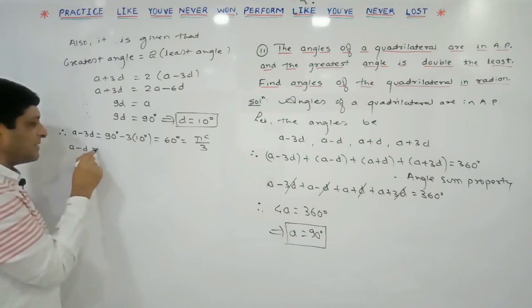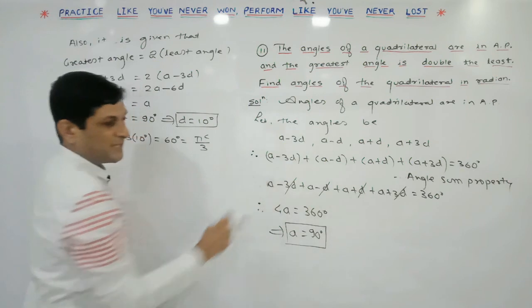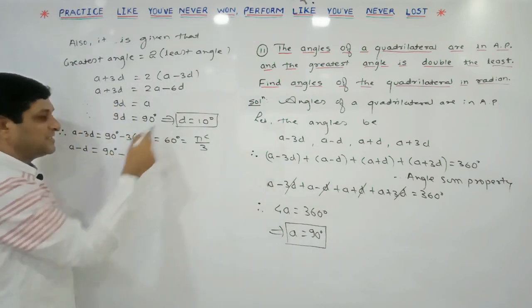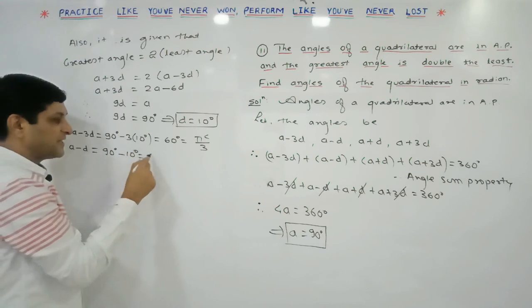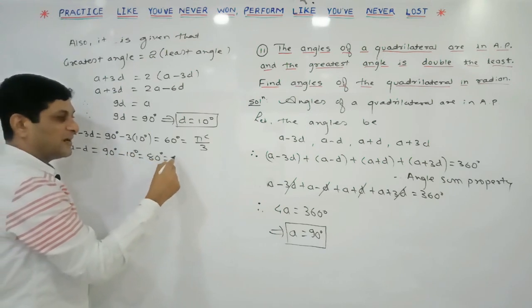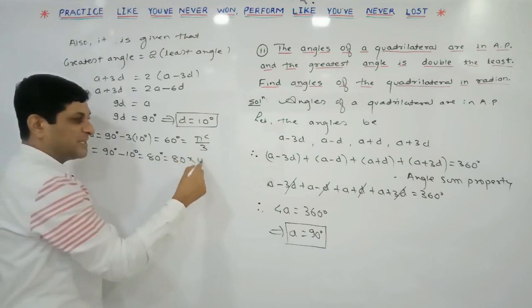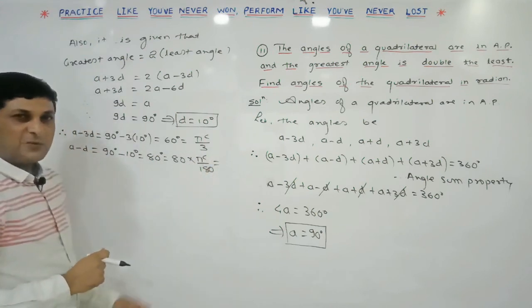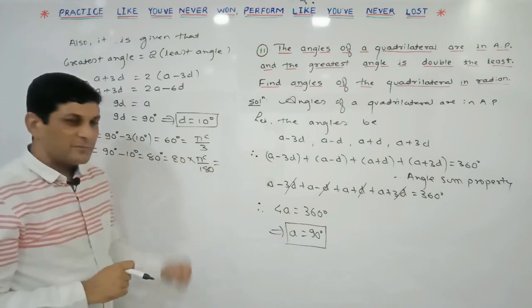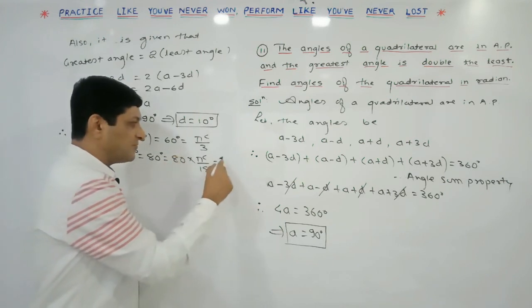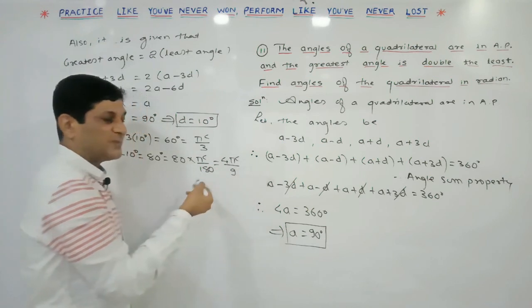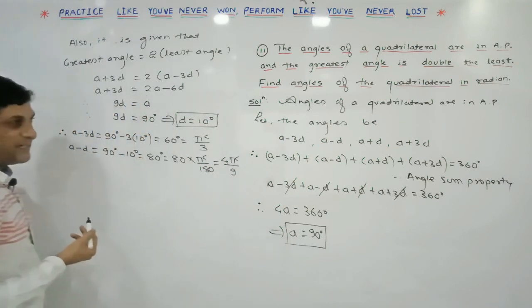The second angle is A minus D. Again substitute the value of A as 90 and D as 10. What will the difference be here? 80 degrees. To convert this degree measure into radian measure, just multiply by pi by 180. Here we can observe that both these numbers are divisible by 20: 2 fours are 8 and 9 twos are 18. In this way we have converted the second angle into radian.